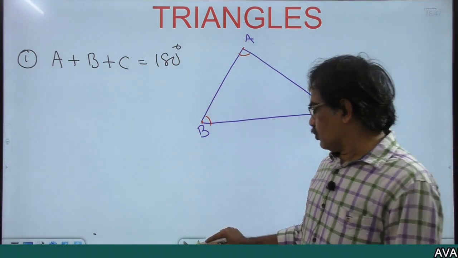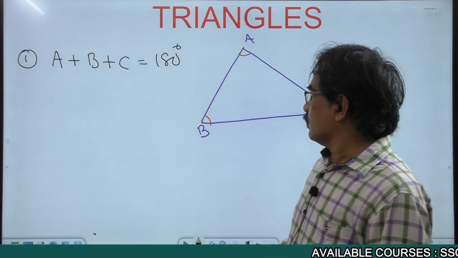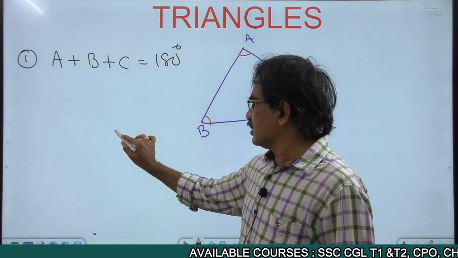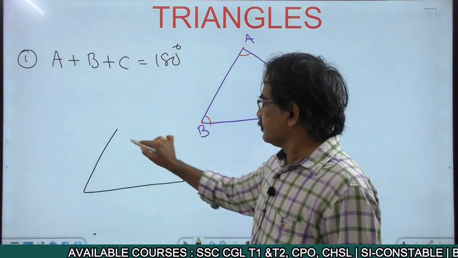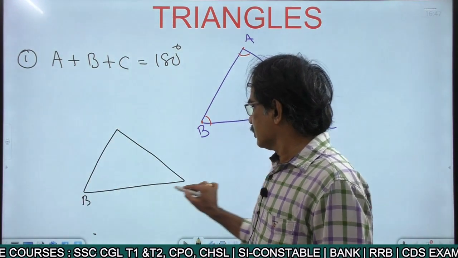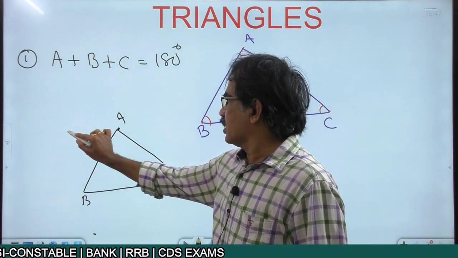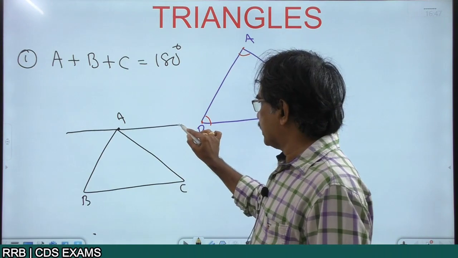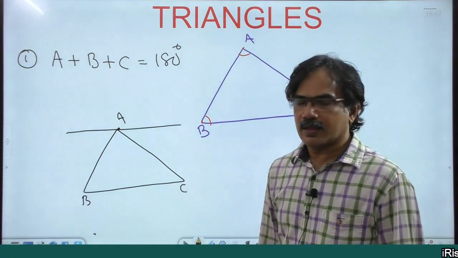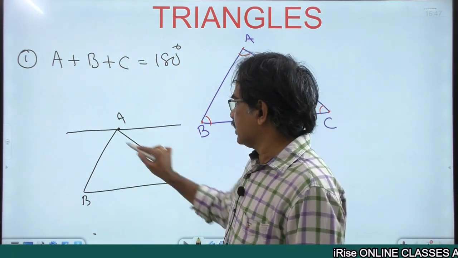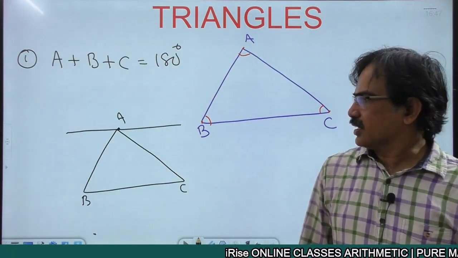So how to prove the sum of interior angles is equal to 180? See carefully, if this is a triangle, at the vertex A, I want to draw a line parallel to BC. Okay, and here BC is parallel to this.